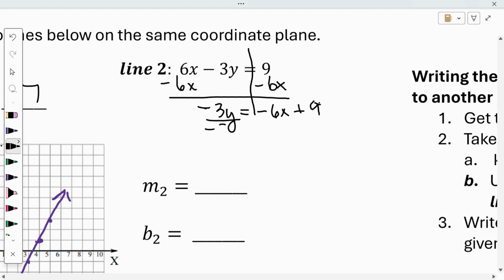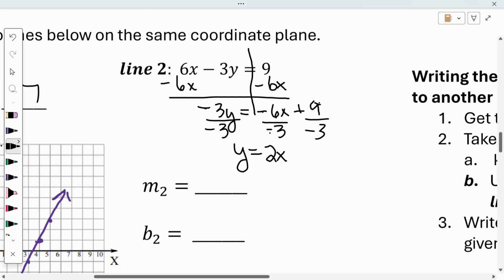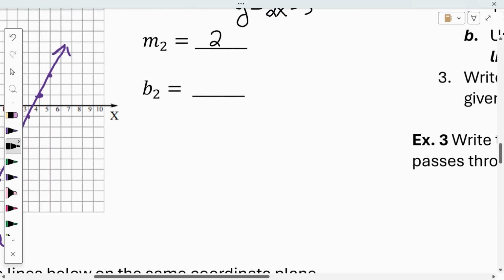I need to divide everything by -3. Every single term gets divided. So y equals, let's see, a negative divided by a negative is a positive. Y equals 2x. A positive divided by a negative is a negative. 2x minus 3. So my slope is 2, and my y-intercept is negative 3.